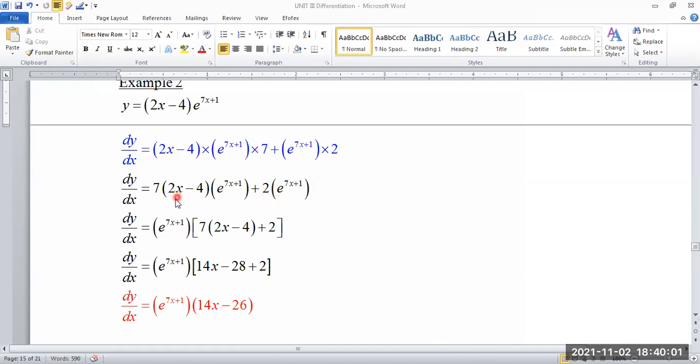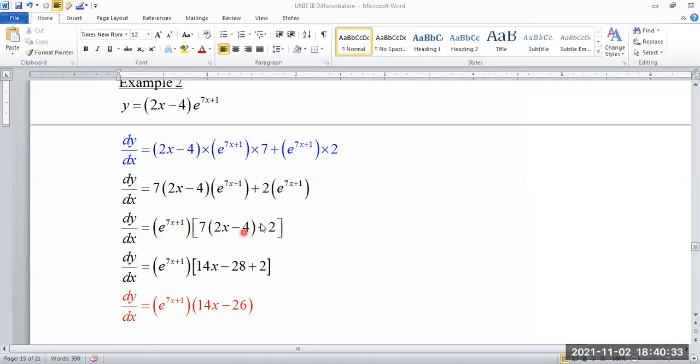So what I'm looking for is to see what is common in the first term that is common to the second term. And the only thing that is common is going to be e to the 7x plus 1. I take it out. And then I'm going to ask what is left. Now, if I take out e to the 7x plus 1, what is going to be left is 7 times 2x minus 4. See it yourself? 7 times 2x minus 4. And if I take out e to the 7x plus 1, bam, what is left is just going to be the 2. So see the 2 right here, so this factorization in this question is pretty easy.